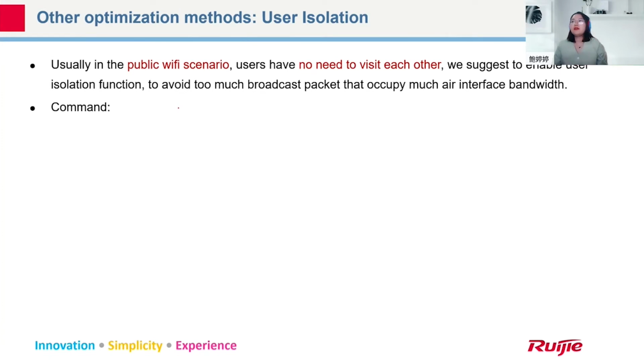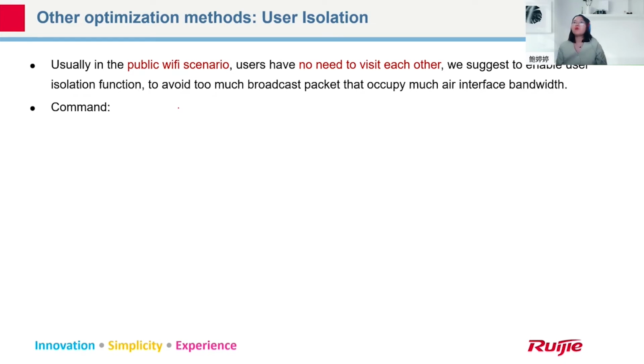This is the main principle we have to know when we do the optimization. And we also have other optimization methods, and knowing this principle is enough. The first one is user isolation. For example, in a public Wi-Fi scenario, you deploy the wireless network for the government or in some public places, and all the terminals have no need to communicate with each other. All the stations only have to access the public resources. We don't need them to communicate with each other.